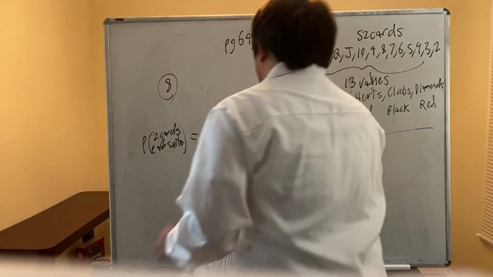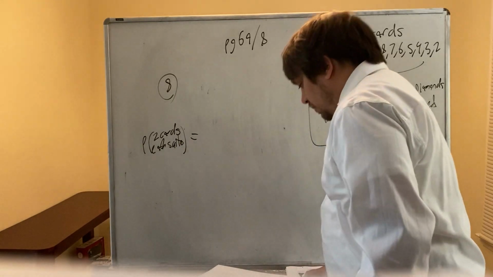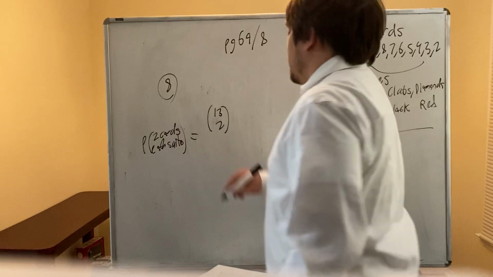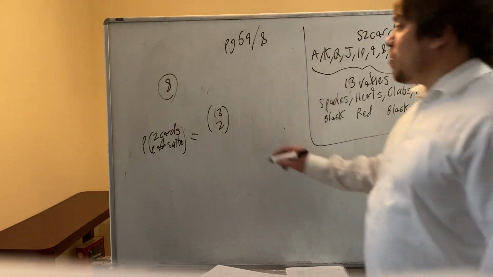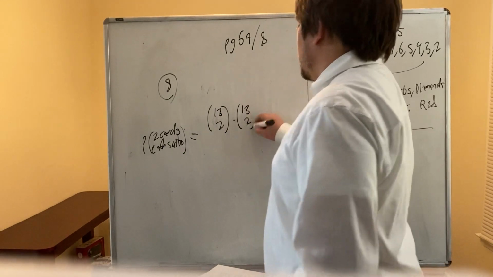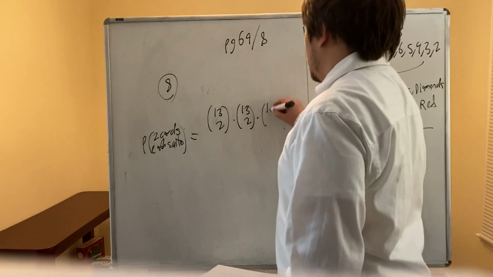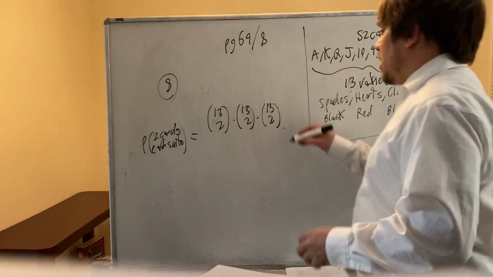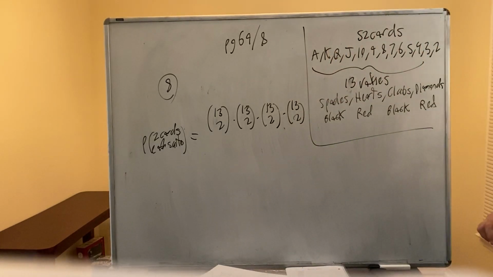So there are 13 spades. 13C2 is the number of ways to choose 2 out of the 13 spades. Multiply that by 13C2, the number of ways to choose 2 out of the 13 hearts, times 13C2, the number of ways to choose 2 out of the 13 clubs, times 13C2, the number of ways to choose 2 out of the 13 diamonds.